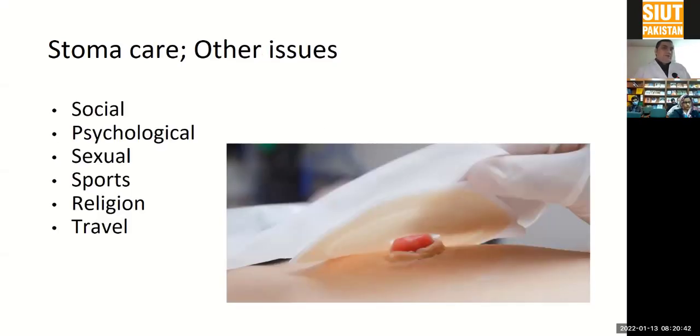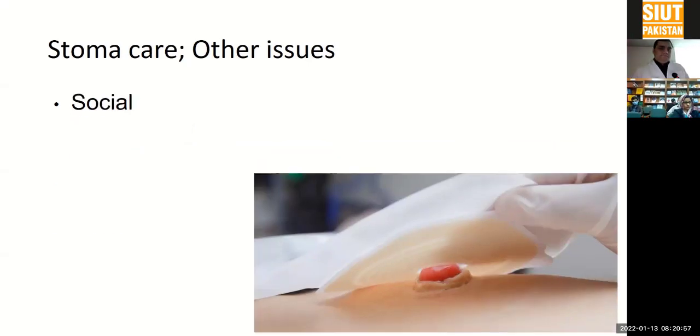Some other issues regarding life with stomas are social, psychological, sexual, sports, religion, and travel. These are the issues which most patients ask the caretaker, and we should know about them. So, Dr. Babar, you have a patient who had a stoma, and how will you counsel him? How will you tell him how to get socialized with other people? A patient with stoma.